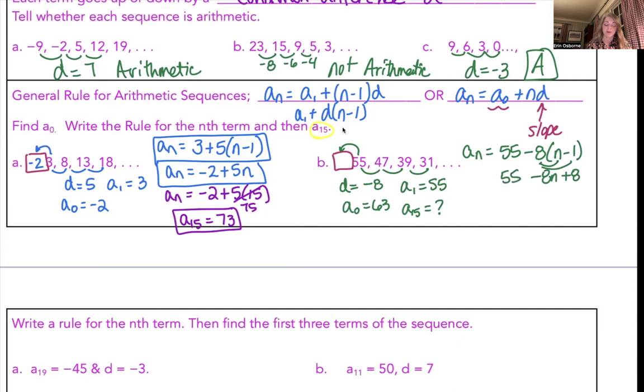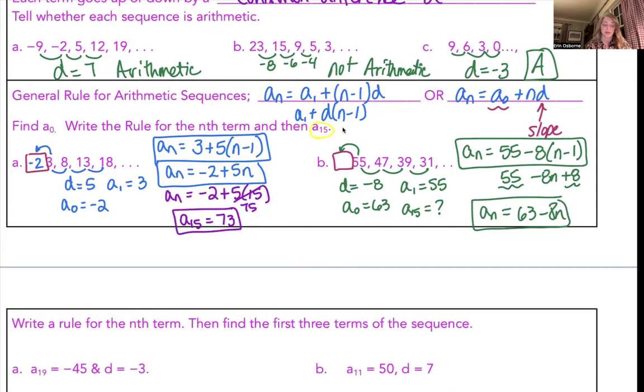Put a 55 back in front of that, and you can see 55 plus 8 gets you back to 63, which means the other correct version of the rule is 63 minus 8n. I kind of prefer this one over this one that has the parentheses, but you'll have friends in other classes that are only using the one in parentheses.